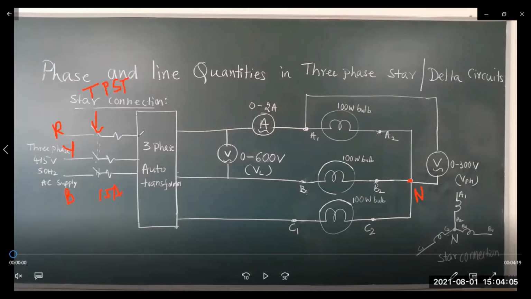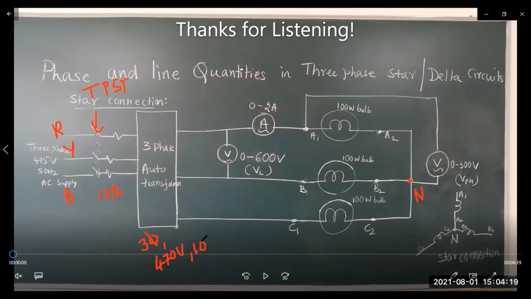From the supply, you have to provide the input to the auto transformer. We are going to use the three-phase auto transformer, rated 470 volt, 10 ampere. These points, which I marked, are the input of the auto transformer. Now, let us see the output of the auto transformer. Look at this. These are the outputs of the auto transformer.